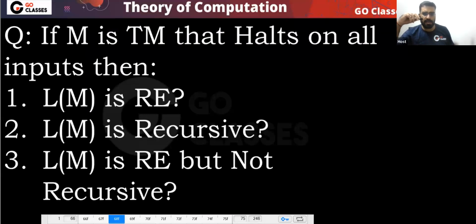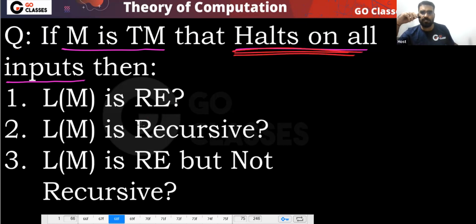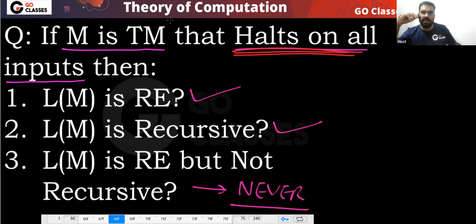Okay, let's see more questions. Tell me about this one. What about this one? M is a Turing machine that halts on all inputs. It is halting on all inputs. Now I can say that this will definitely happen. This will definitely happen. And this will definitely not happen. Never. Agree? All the three things we can say. Yes or no?